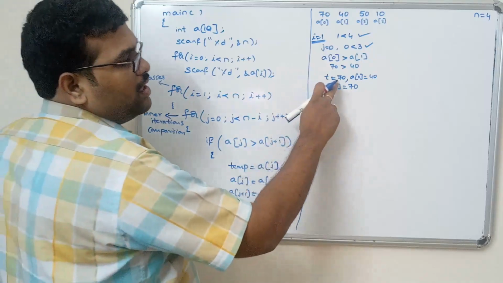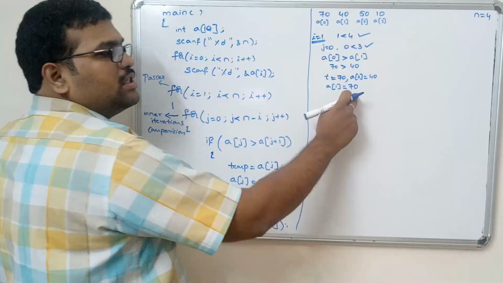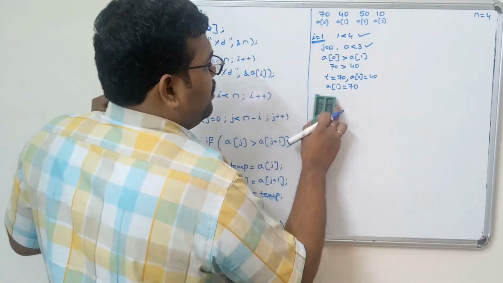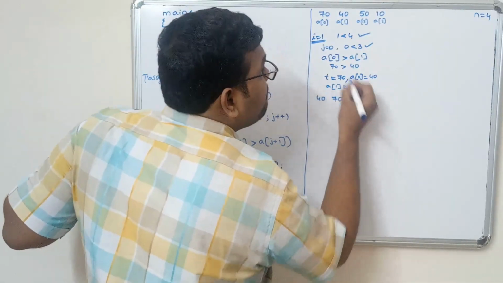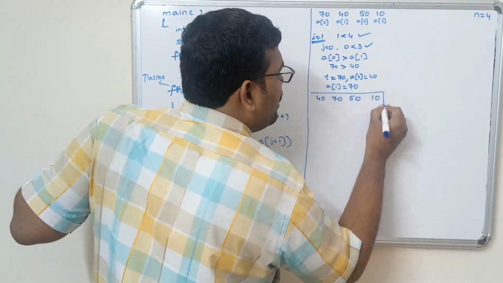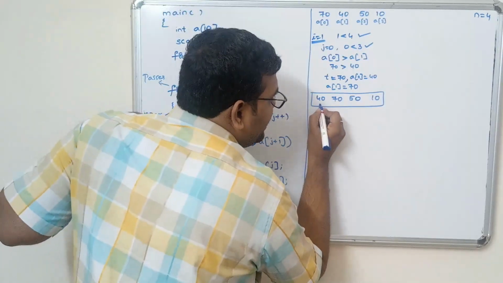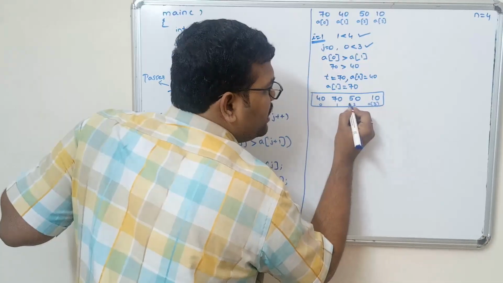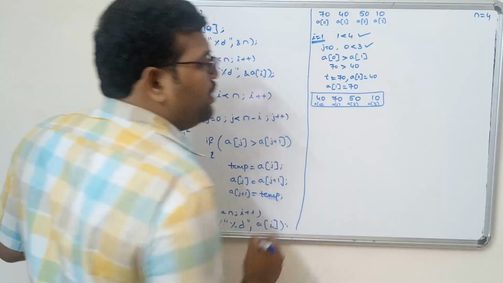So clearly observe that temporary is equal to 70, a of 0 is equal to 40, a of 1 is equal to 70. Now the values will be 40, 70, 50 and 10. So this is the output of the first iteration. Now this is the index value 0, 1, 2, 3, that means a of 0, a of 1, a of 2, a of 3.